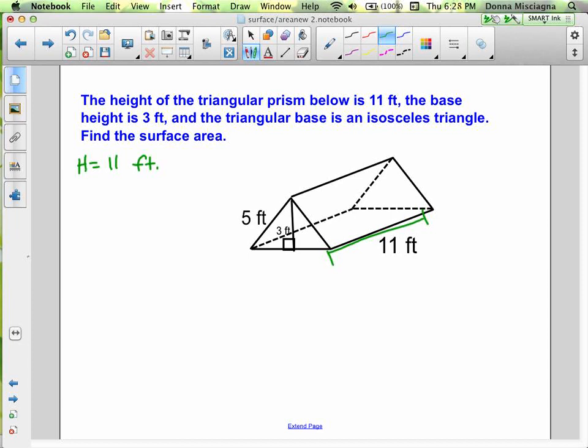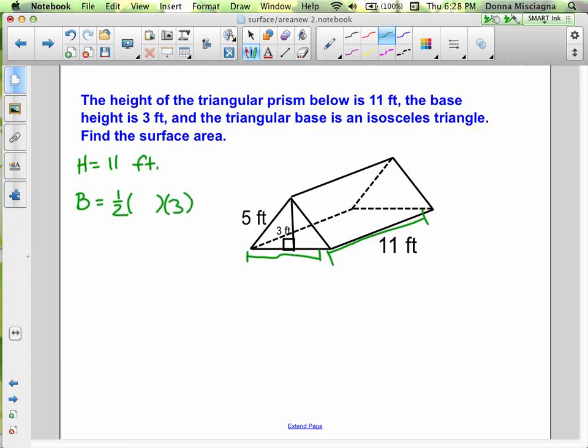Let's continue reading the question. The base height is 3 feet. This here is referring to the altitude, and we're going to use that to calculate the area of the triangle, the area of the base. So the base area is going to be 1/2 times the base, I'm just going to leave parentheses there, times the altitude of that triangle, which is 3.